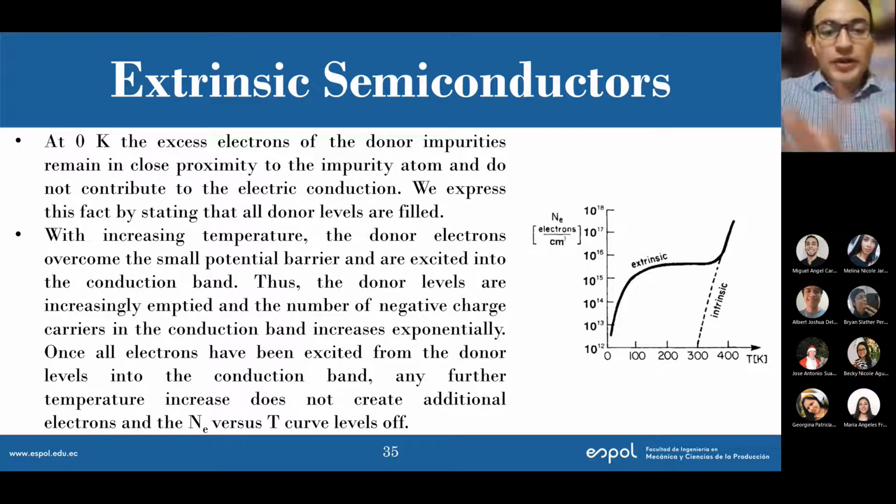So this is just comparing intrinsic and extrinsic semiconductors, right? Let's say at 0 Kelvin, the excess electrons of the donor impurities will be in close proximity to the impurity atom. Because at 0 Kelvin, I have no energy, I have no motivation. The electron doesn't have that extra energy coming from outside, so from temperature. It's not bound strongly, but it's there, just in close proximity to the atom.